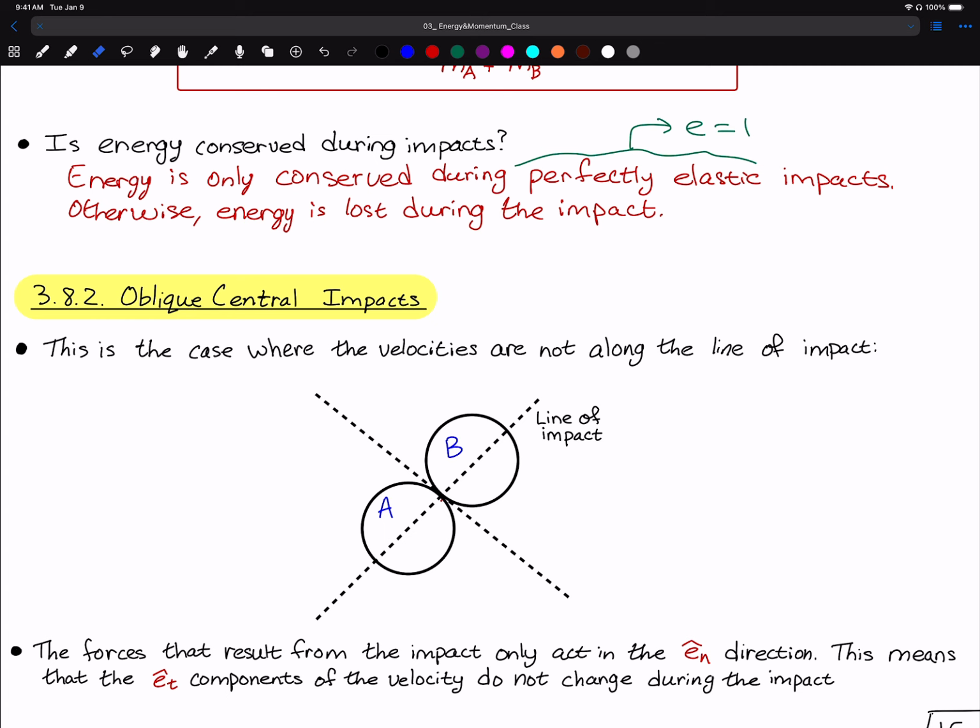Okay, we're now going to go on and consider the case of oblique central impacts, which is about half of a page, and then we will be done with this portion. We'll be done with our discussion of impacts.